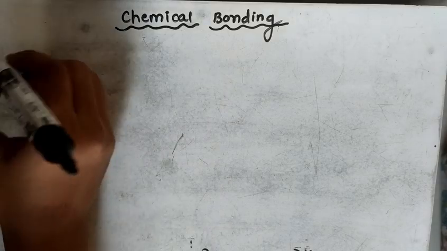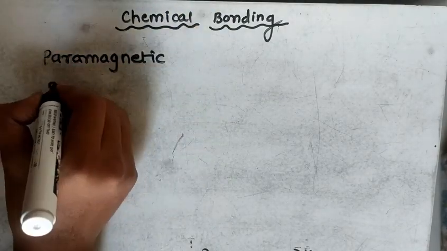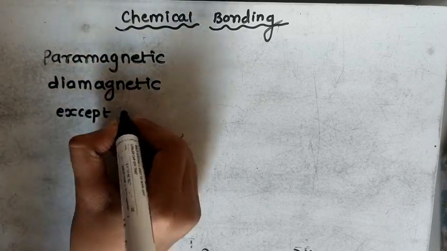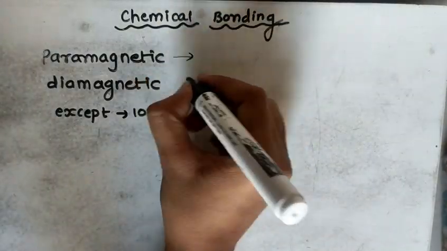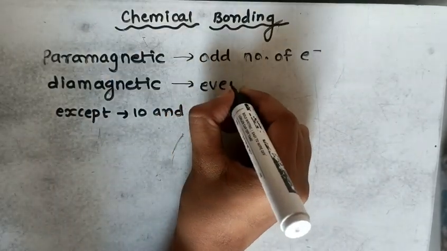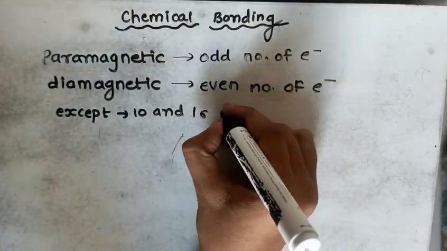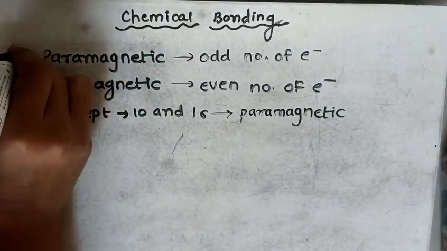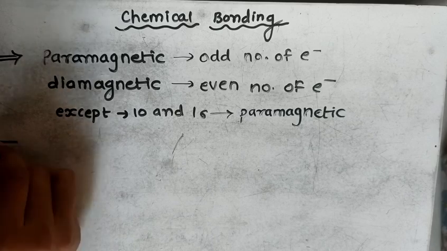One trick you can remember for paramagnetic and diamagnetic. Here one exception is there, 10 and 16. Paramagnetic has an odd number of electrons, while diamagnetic has an even number of electrons, except 10 and 16. These are diamagnetic, but they act as paramagnetic. Through this, we will be able to find out whether the given molecule is paramagnetic or diamagnetic.